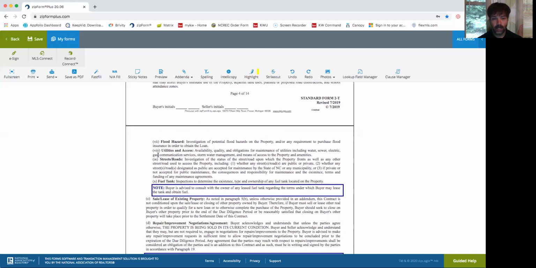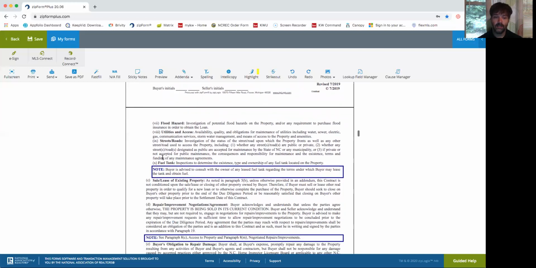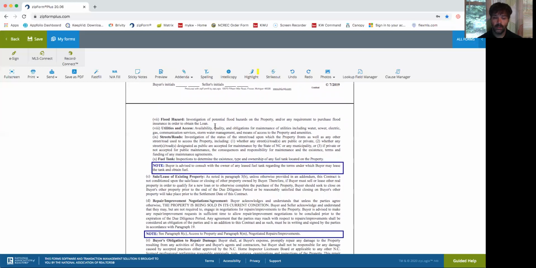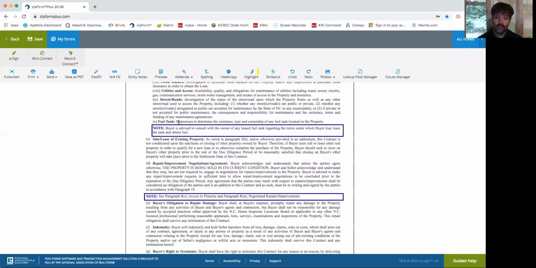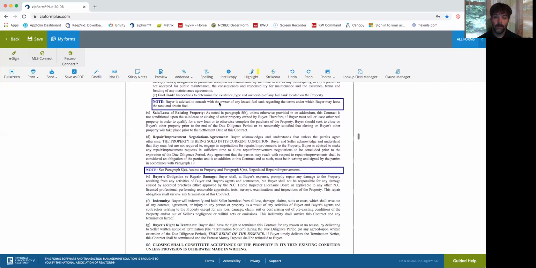Make sure it's not in a flood hazard. You have the access to utilities that you require. Usually internet is a big deal there. Streets, roads, are they private, public? Fuel tanks, if there's any leased or available, or if you need to get any of those, make sure you talk to the owner if it is leased and figure out what the terms are and whether you need to perpetuate that or seek elsewhere.